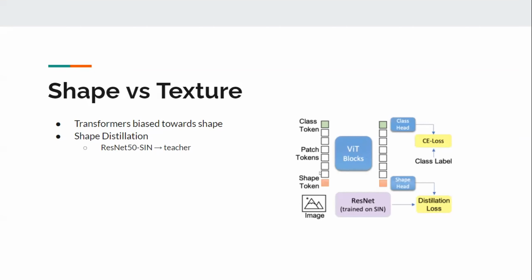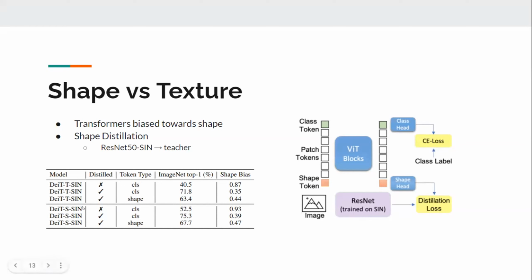It operates much the same. You have your patch tokens and you have your appended class token and a new shape token here that passes through the transformer blocks. The output of the classification head has its cross entropy loss computed against the label. The output of the shape head has soft distillation loss computed against the softmax of the ResNet teacher.